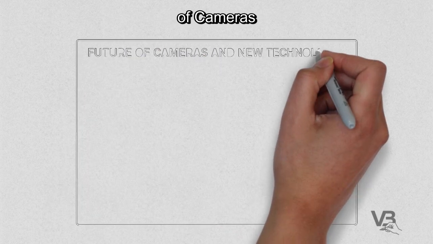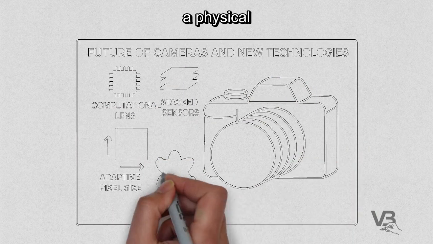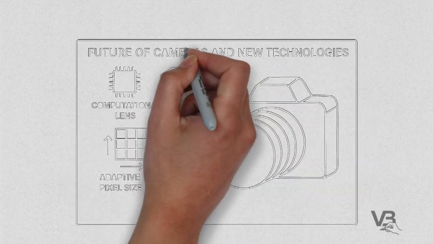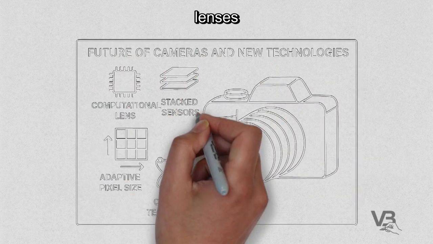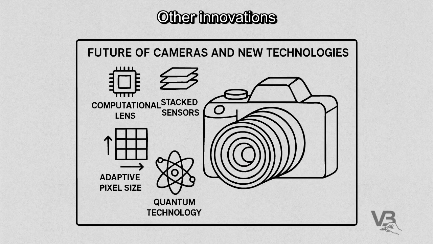7. The future of cameras and emerging technologies. In the near future, the concept of a physical lens may change dramatically. Researchers are developing computational lenses which use algorithms instead of glass optics. Other innovations include stacked sensors, which increase processing speed, adaptive pixel sizes, which change depending on lighting conditions, quantum-based color detection, which captures the full spectrum of light more accurately. In essence, the cameras of the future will not only see, they will understand.